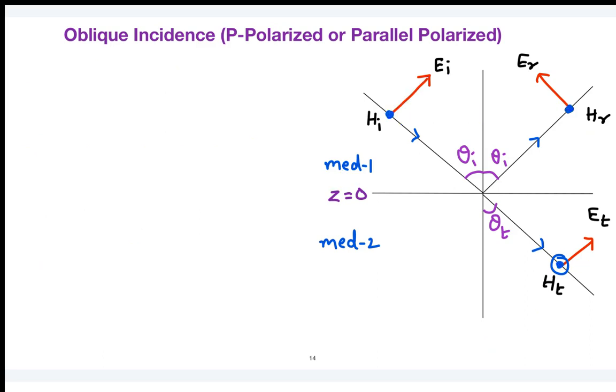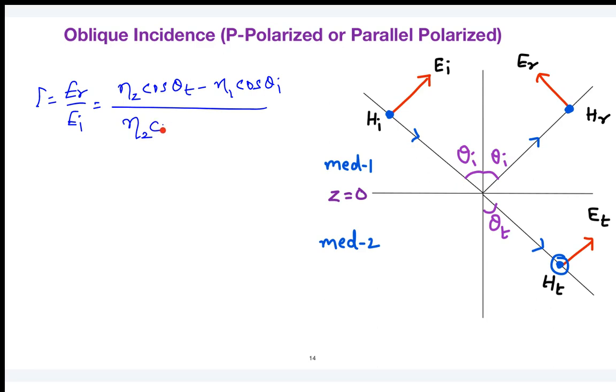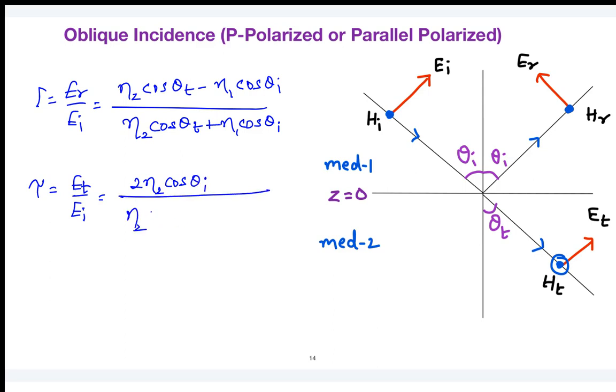So you are going to get the reflection coefficient as eta 2 cos theta t minus eta 1 cos theta I, by eta 2 cos theta t plus eta 1 cos theta I. So what you got for the S polarized, there you are having secant. And in this case, you are going to get cosine. That is the only difference. And similarly, the transmission coefficient is equal to 2 eta 2 cos theta I by eta 2 cos theta t plus eta 1 cos theta I. So these are the equations for your reflection coefficient and transmission coefficient.